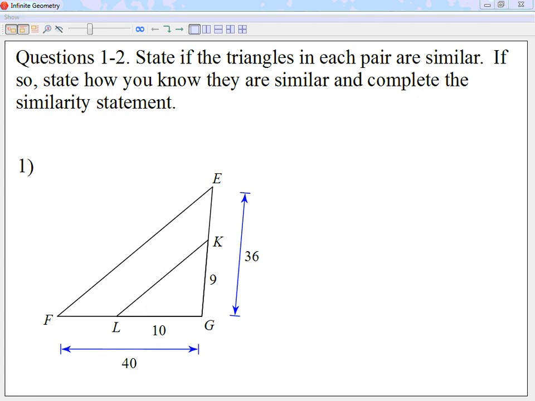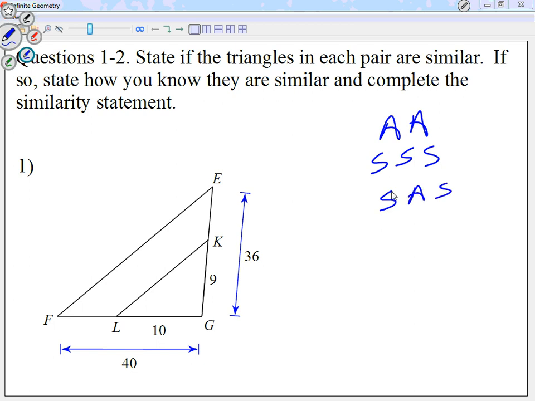of these. State if the triangles in each pair are similar. If so, state how you know they are similar. Complete the similarity statement. So the rules that we knew at this moment were angle, angle. If two triangles have 2 angles that are identical, then the triangles are similar. Another one that we learned was side, side, side. If 3 sides are proportional, then the 2 triangles are similar. And then the other one that we learned was side, angle, side.